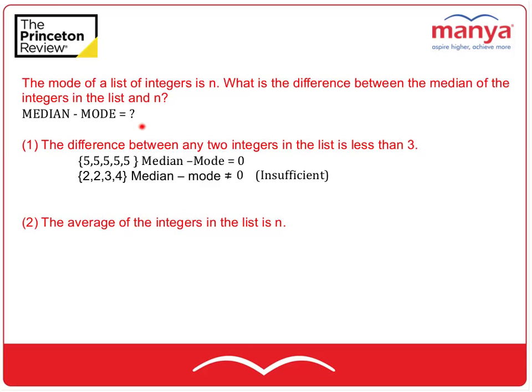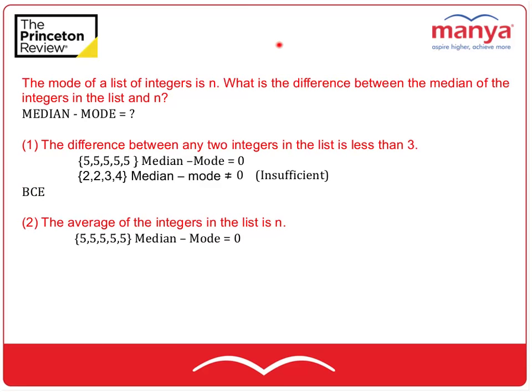So what is going to be my answer option when the first statement is not sufficient? It is going to be B, C or E, right? Now, statement 2: the average of the integers in the list is n. What is n already? We know from the question, it is the mode. That means the average should be equal to the mode.